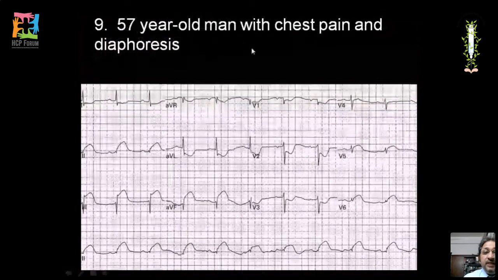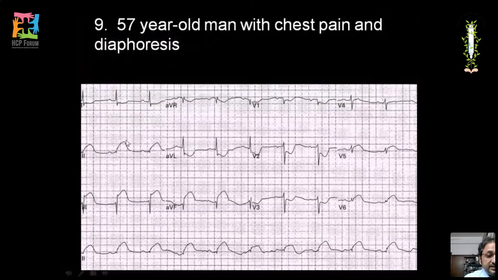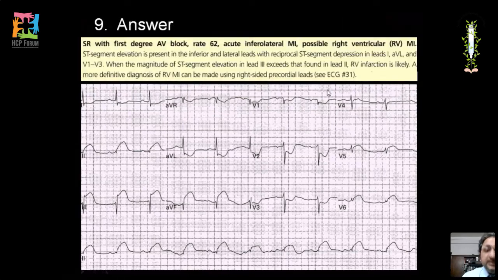A 57-year-old man with chest pain and diaphoresis. What do we find here? See, there is ST elevation in 2, 3, AVF and also in V5, V6. And also there is depression in V1 to V4. This is a very interesting ECG because from the ECG, we can see that this is an inferolateral infarct, inferior and V5, V6 lateral. But there are two more possibilities.